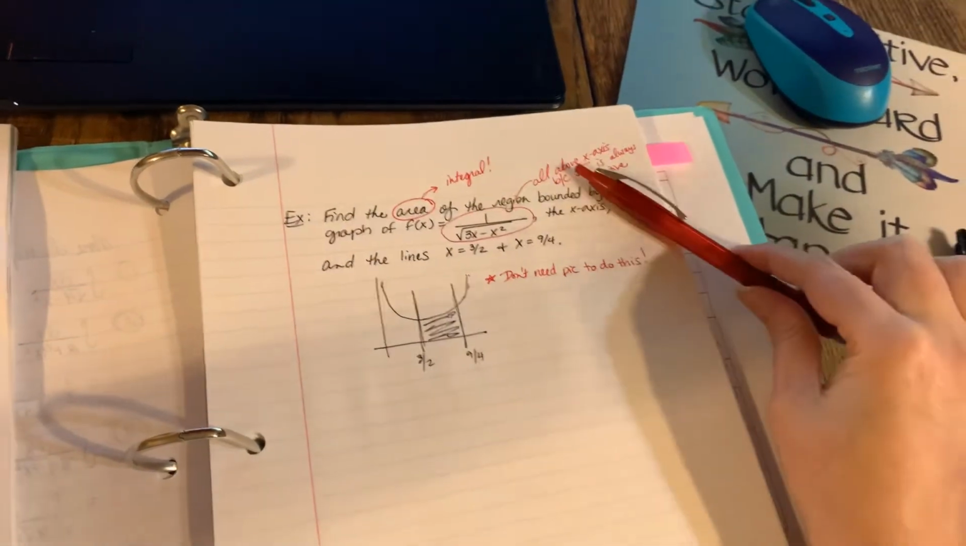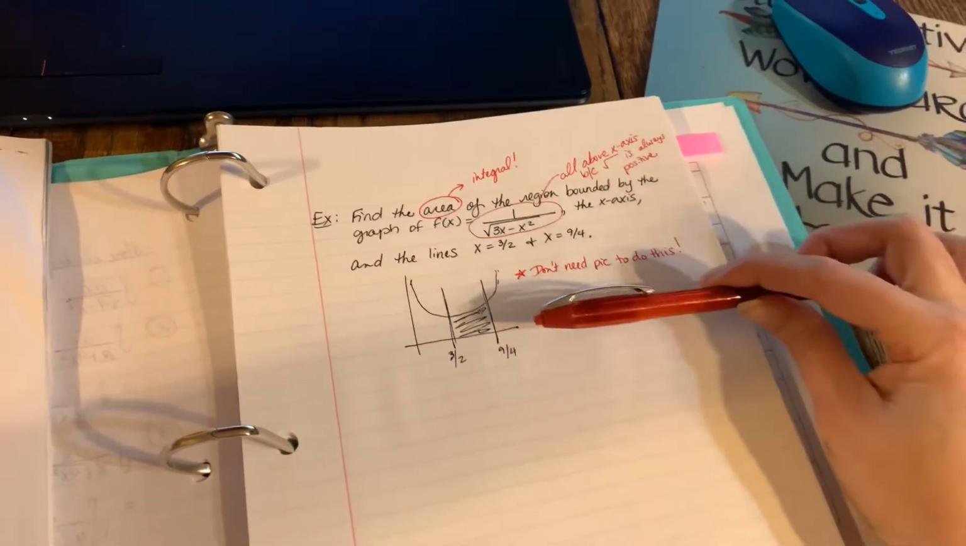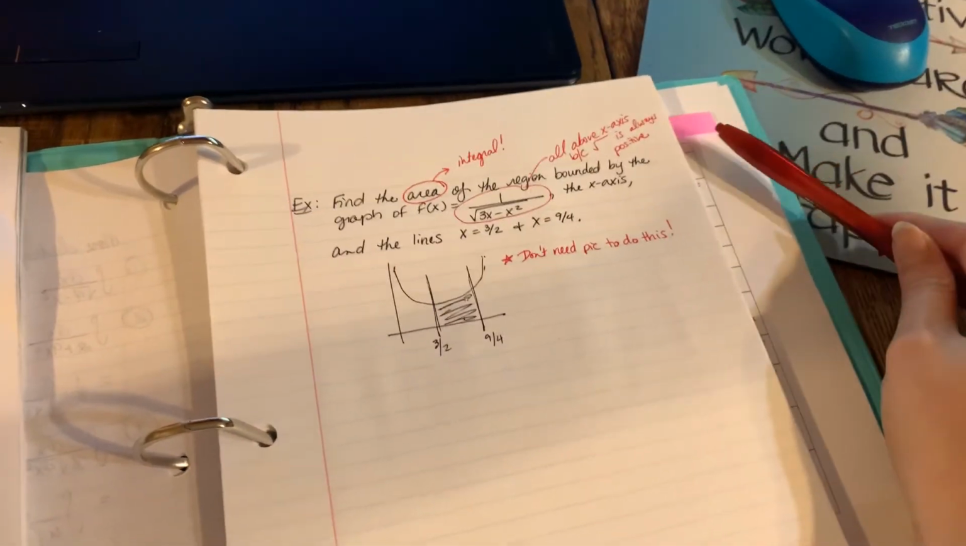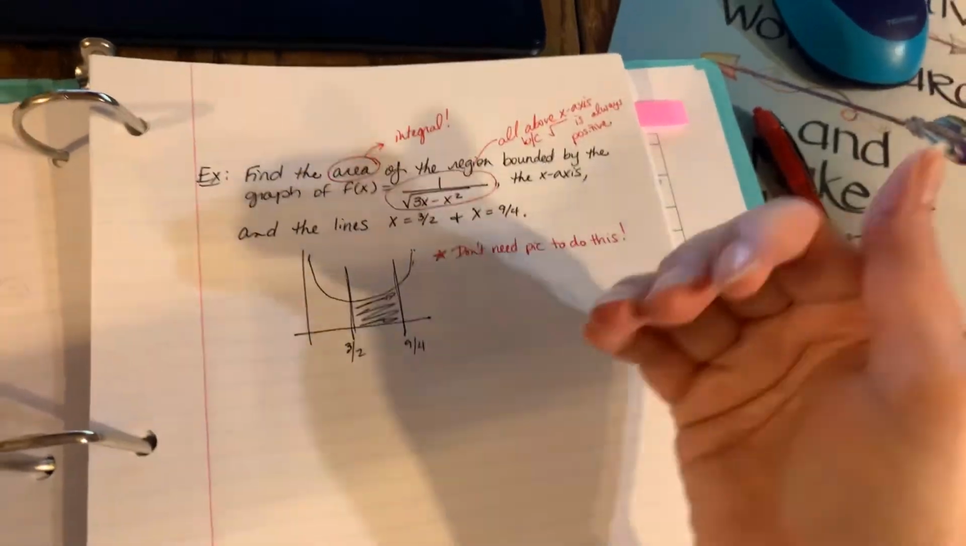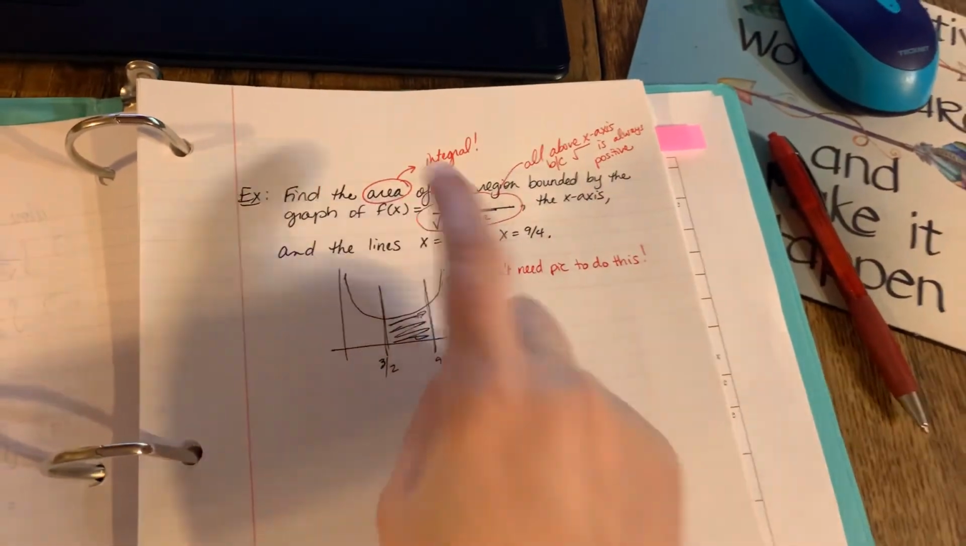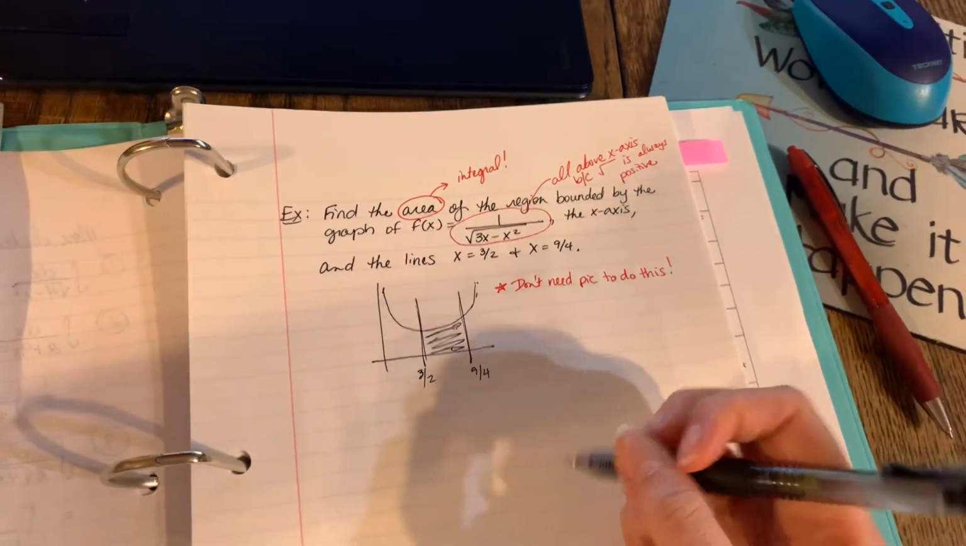Okay, because you know it's all above. Now, if part of it was below, then you would need to know where it crosses the x-axis. So you could find the x-intercepts and then switch whenever it's below to negative to give the area, because the area is always positive. Okay? All right. So we're just going to do it.